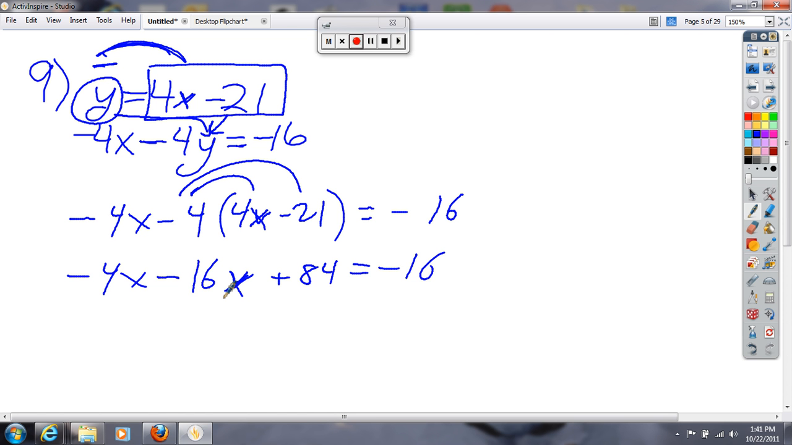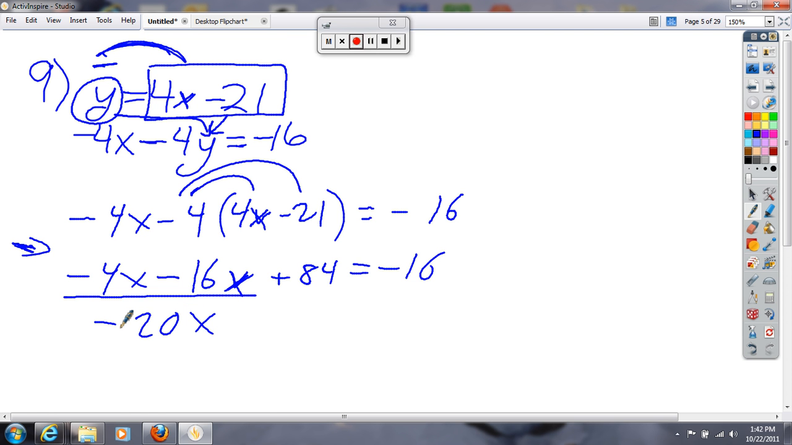So now I'm on the bottom row here. This one, right here. And I need to combine the x's. I have a negative 4x and a negative 16x. A negative 4 and a negative 16. The signs are the same. So I add the numbers and keep the sign. 4 and 16 is 20x, and I keep the negative.